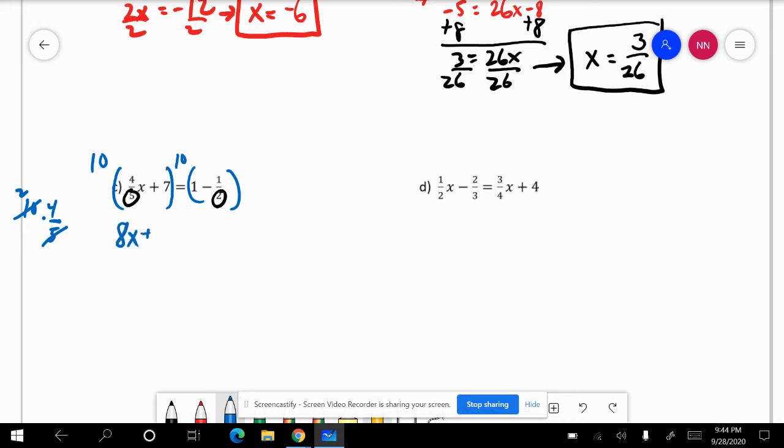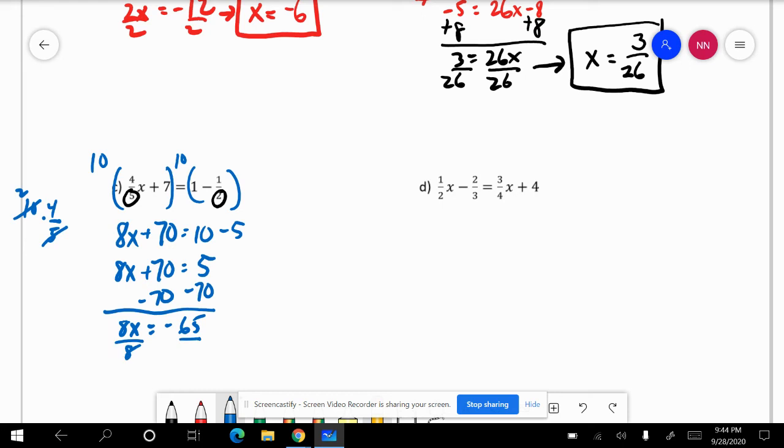10 times 7 is 70. 10 times 1 is 10, and half of 10 is 5. We add the like terms, so we get 5. Then we have our normal two-step equation where we subtract the 70 first, and we get 8x is equal to negative 65. We divide by 8, and so x is equal to negative 65 over 8.